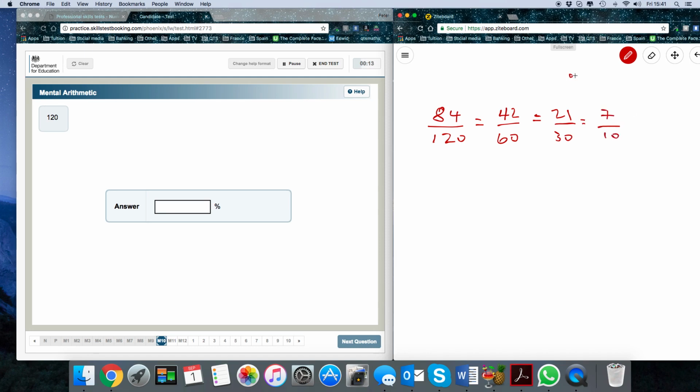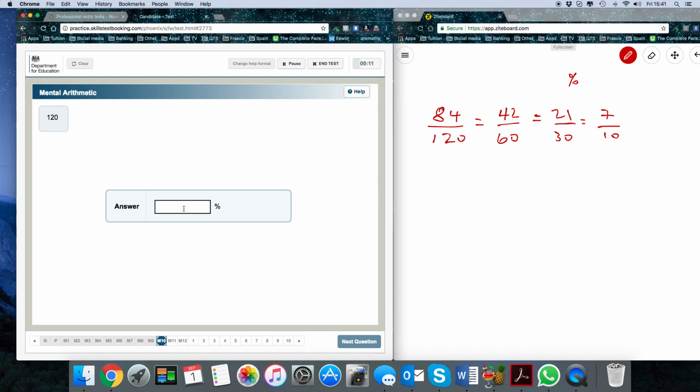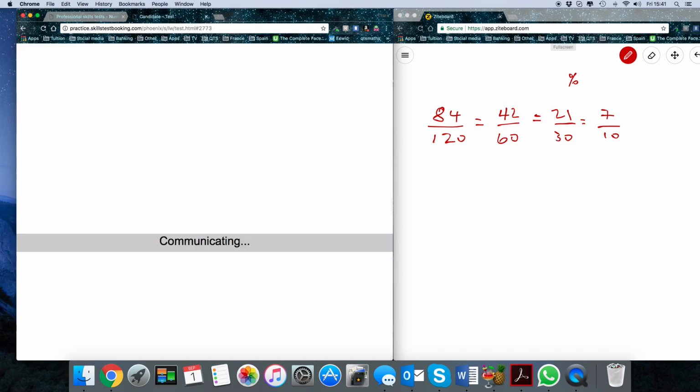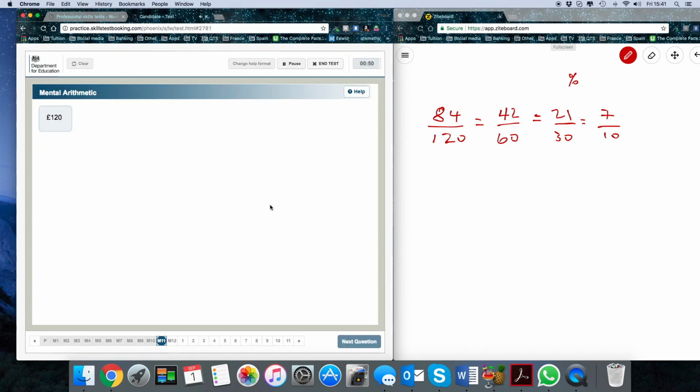Okay, and it was a percentage, although look, there's a percentage symbol in the answer box, so we can't really forget that, 70%. It's all about simplifying the fraction. I've halved it, I halved it again, and then threes. That's what I always teach, is that they're the most common numbers that you're going to use in the whole test. Question 11.